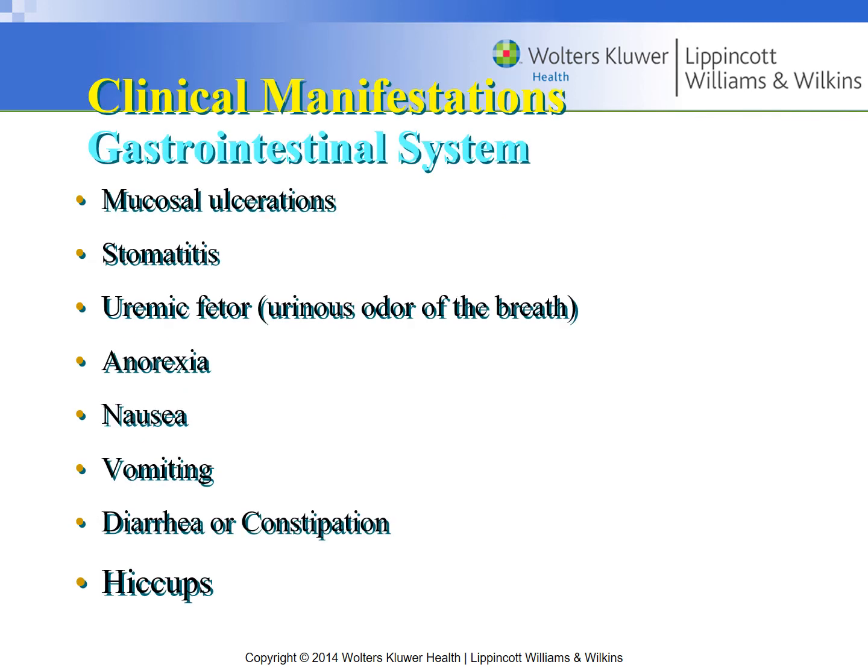When we look at the GI tract, we are going to see mucosal ulcerations that occur, and stomatitis where there are problems in the oral cavity. Uremic fetor is where there's a urine odor of the breath. Anorexia, nausea, vomiting, diarrhea, constipation. Patients also talk about a metallic taste in their mouth. With any kind of ulcerations like that, we can see gastrointestinal bleeding as well. Oftentimes these patients will complain of hiccups, having a lot of hiccups.